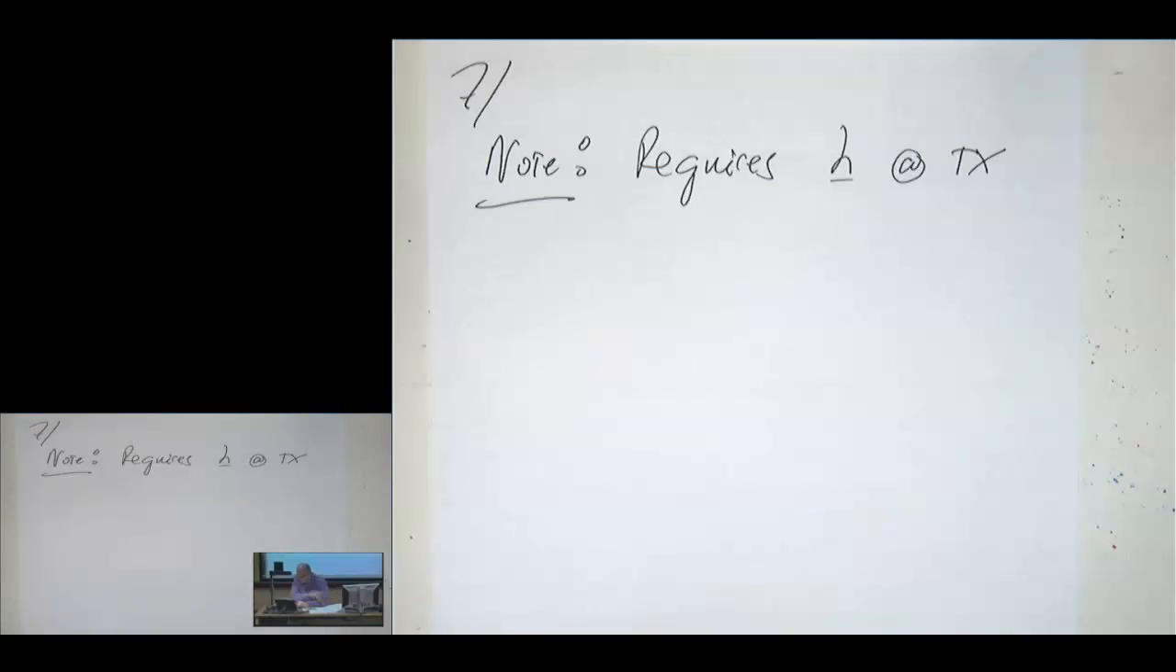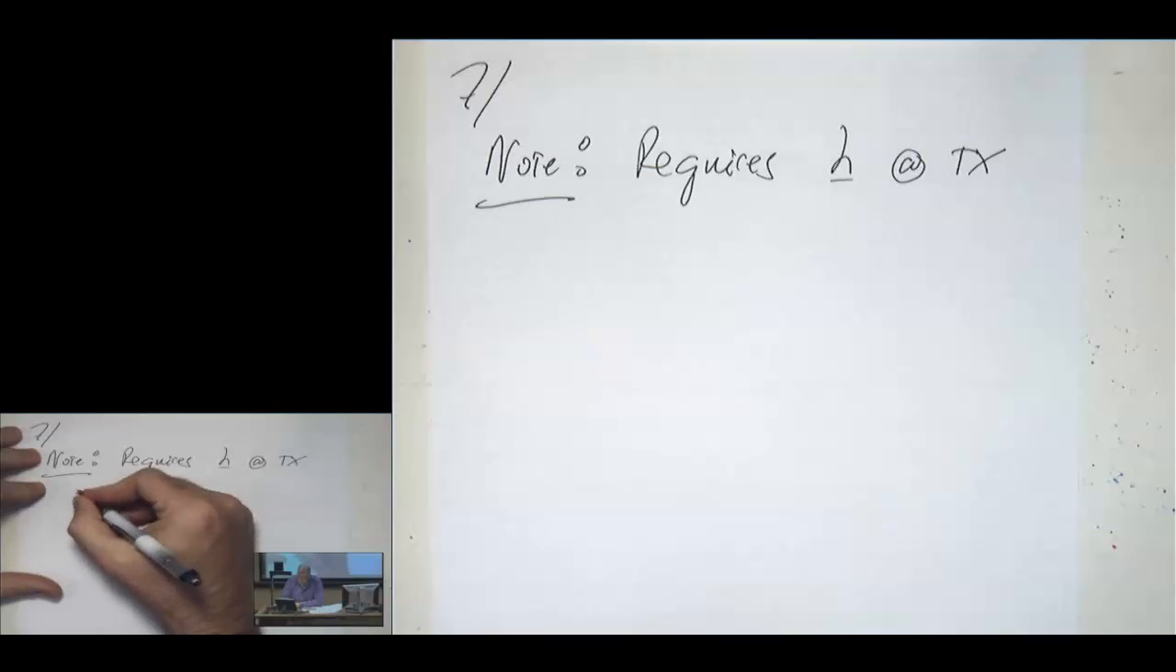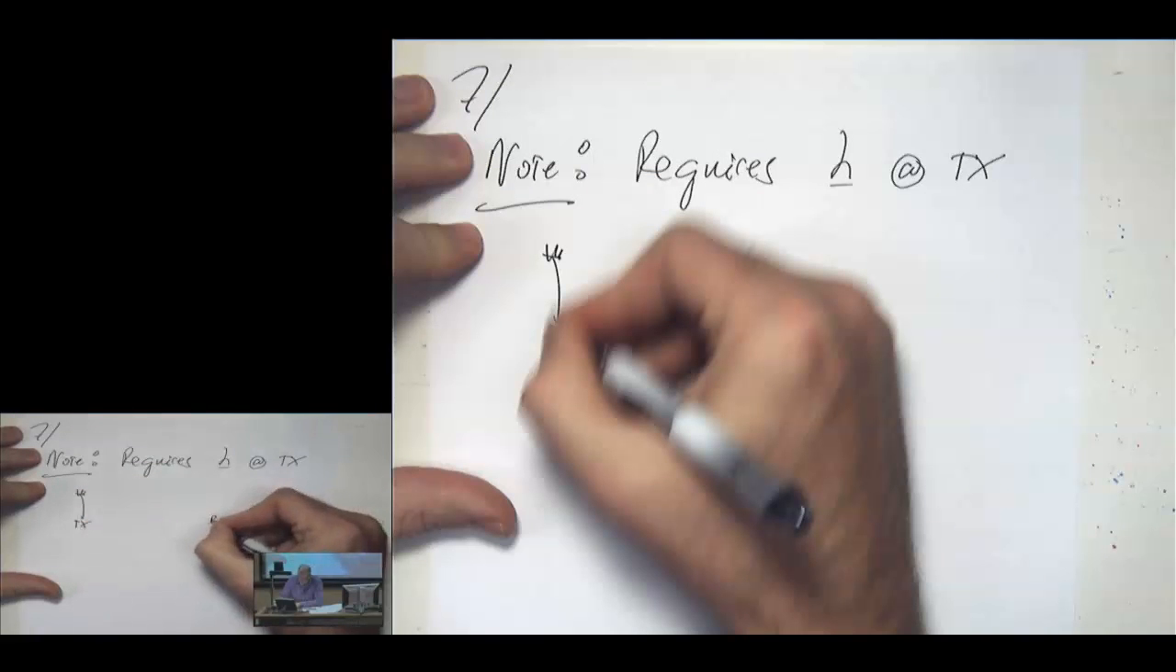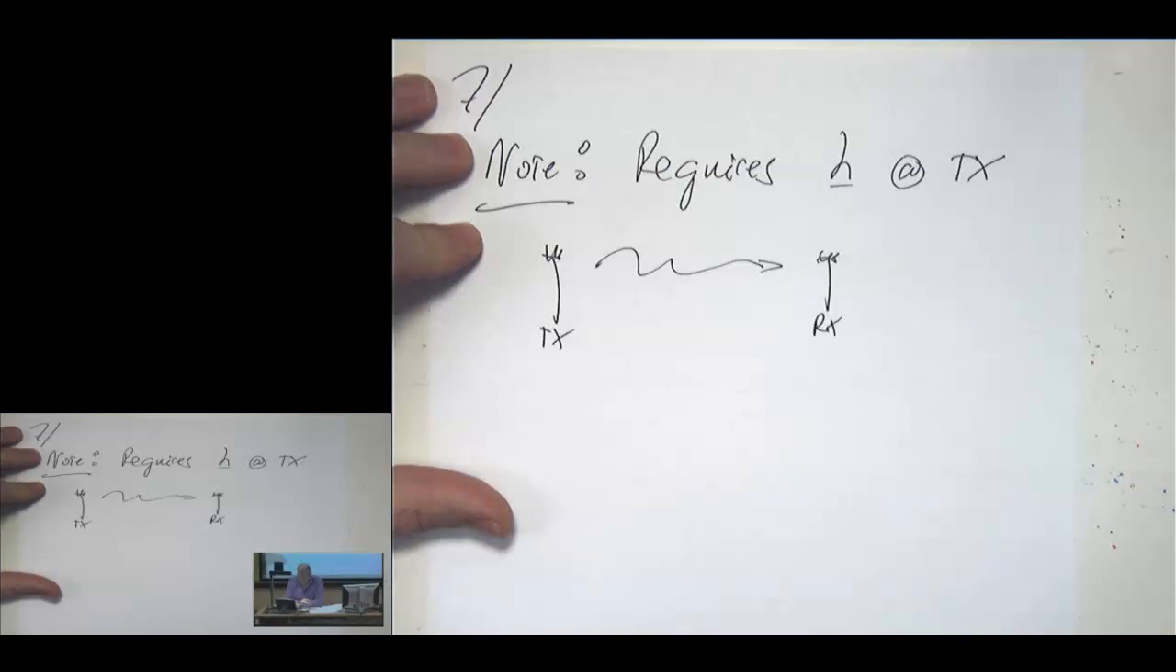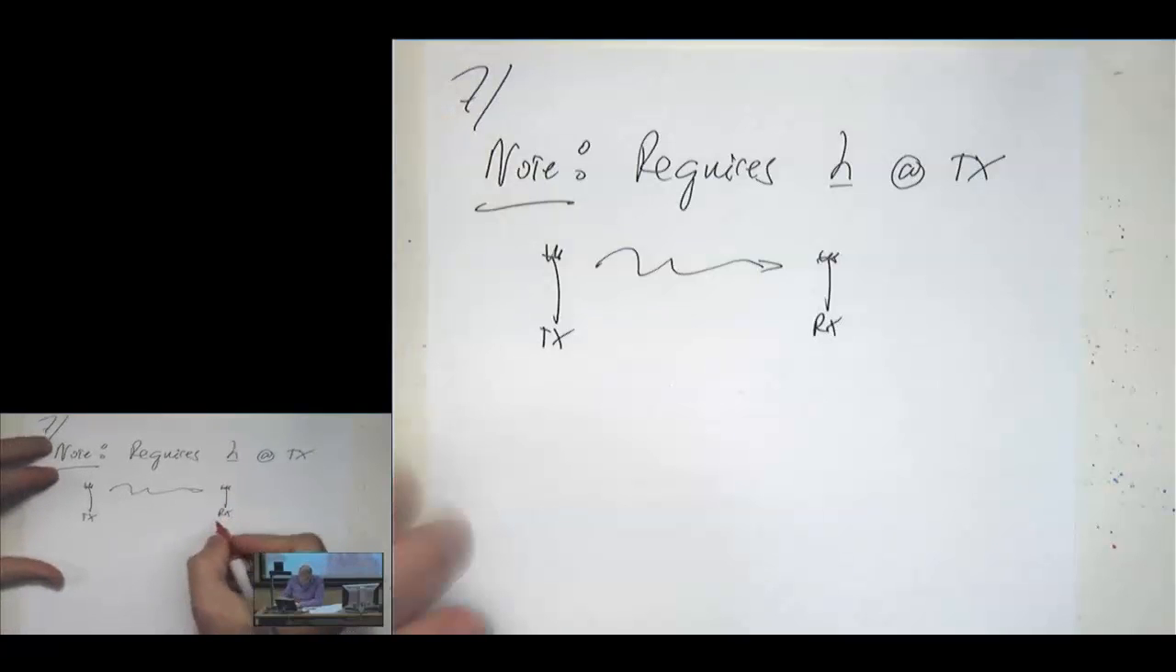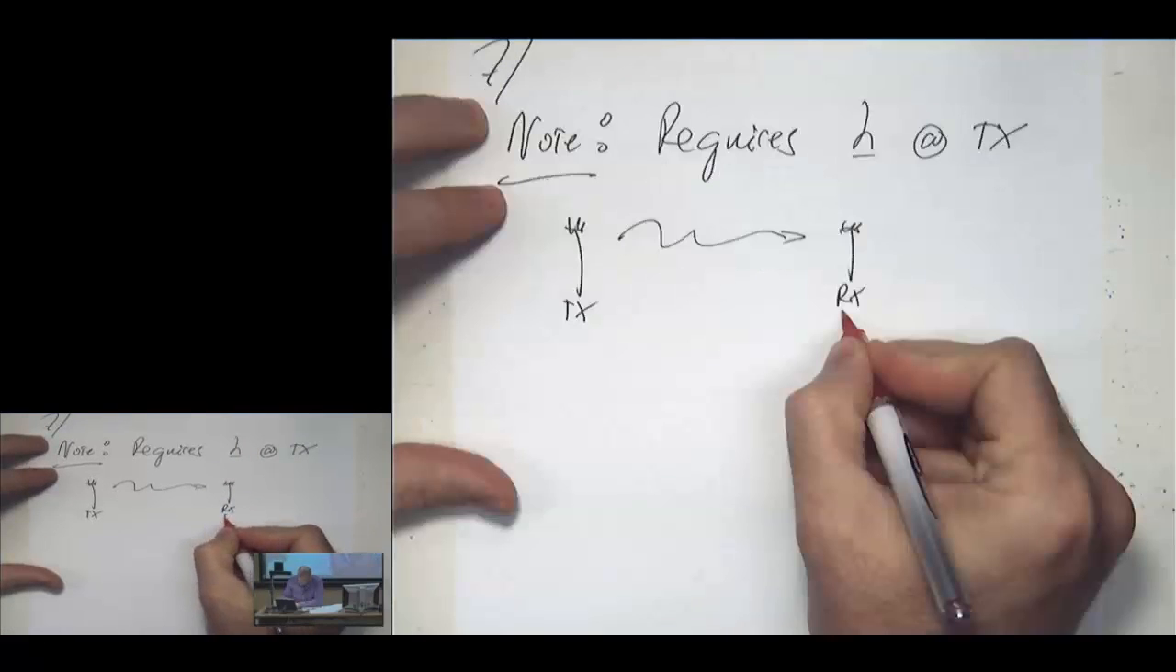But in reality, your transmitter is sitting over here, your receiver is over here, and the transmitter doesn't know the channel. And there are different ways to get that information. The most common approach is what's called feedback.